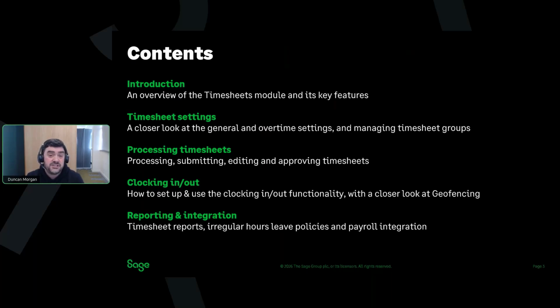So we'll look at processing timesheets from an employee's point of view. So starting with basic timesheets where employees enter their own start and end times, and how they can then submit those timesheets for approval to a timesheet group manager. We're then going to explore in greater detail the clocking in and out feature, which enables employees to record the time they've worked by clocking in and out either on the web portal or more commonly from the mobile app. And we'll give you a closer look at the geofencing feature, which allows you to check the location an employee is at the point they log in or clock out.